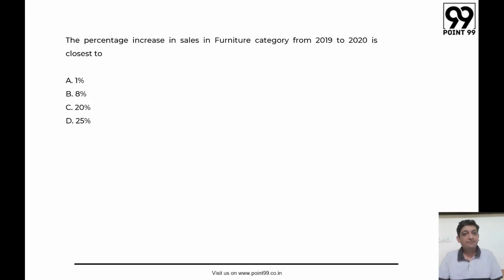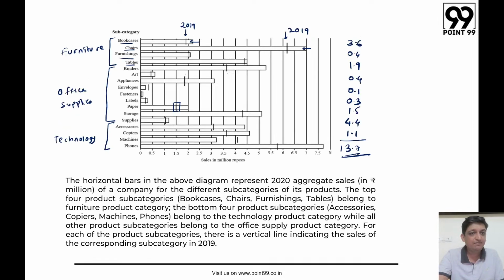Let's see the second question. The percentage increase in sales in furniture category from 2019 to 2020. So in furniture category, percentage increase in sales from 19 to 20, and we are talking about the top 4 numbers that we have. So if you look at the options, as we had seen earlier, the options are 1, 18, 20 and 25, I believe. So these are the options we have. And because these options are significantly larger, I think we need not worry about getting the exact answer. So let's try to see what will be the individual percentage changes.